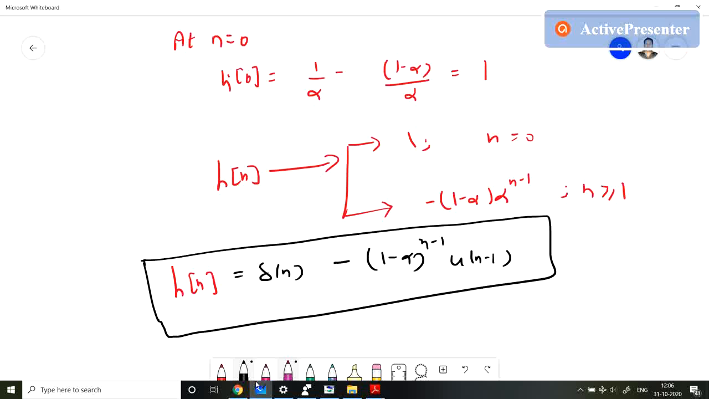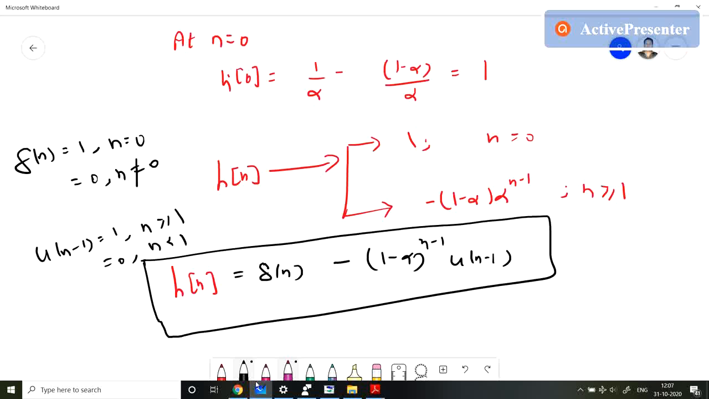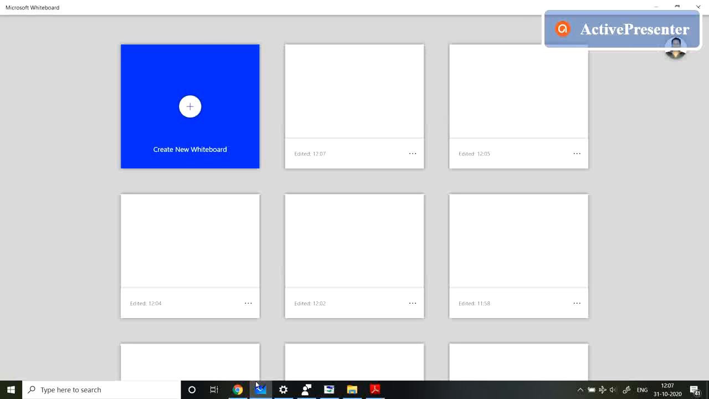This is the simplest, because h(n) is equal to 1 for n equal to 0. That means it is a del function. It is a del function because the definition of del(n) is equal to 1 for n equal to 0, and equal to 0 for n not equal to 0. And u(n minus 1) is equal to 1 for n greater than or equal to 1, and it is 0 for n less than 1. So these two definitions we have used, and we write h(n) equal to del(n) minus 1 minus alpha raised to the power n minus 1 u(n minus 1). So this is our final solution of the impulse response.